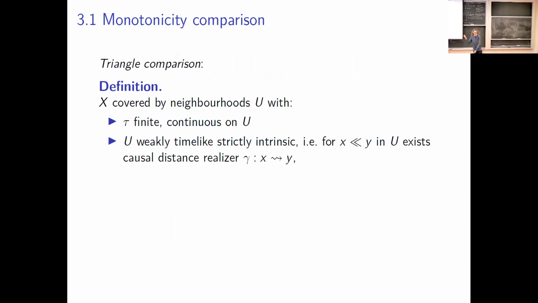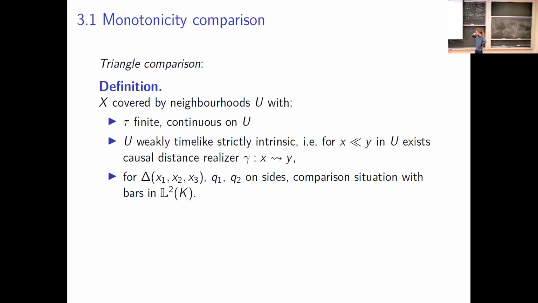Another thing we did is monotonicity comparison. It's an alternative definition of curvature bounds, time-like curvature bounds. So one of the definitions is triangle comparison, which is there. We assume X is covered by neighborhoods U, where tau is finite and continuous, and we have these distance realizers between any two time-like related points.